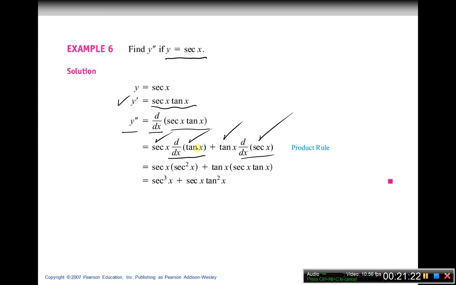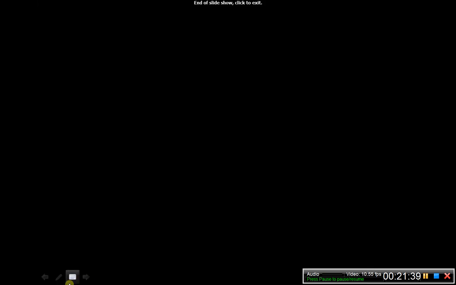The derivative of tangent is secant squared. The derivative of secant is secant of x tangent of x. Multiplying this out, we get secant cubed of x plus secant of x tangent squared of x. And that is it.